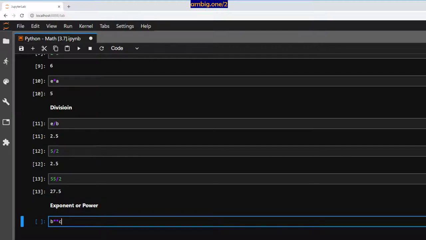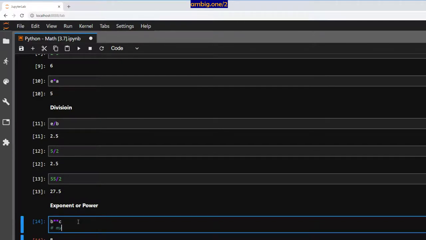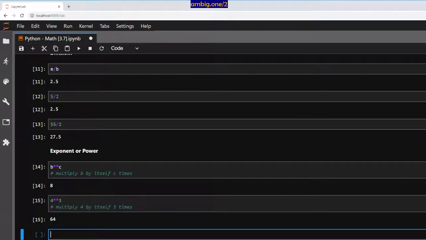B star star C. Multiply B by itself, C times, that's what it means. Yeah, 4 star star 3. Multiply 4 by itself, 3 times.